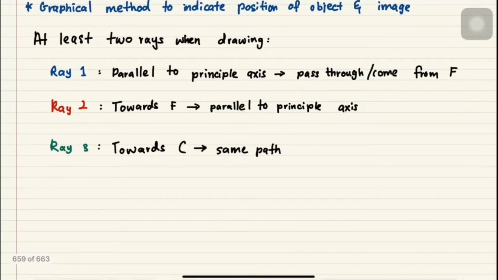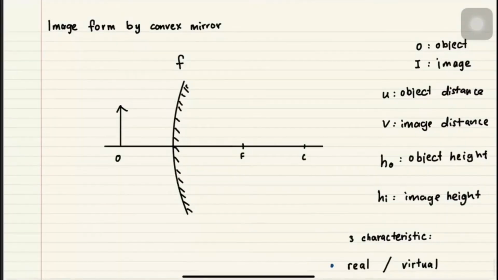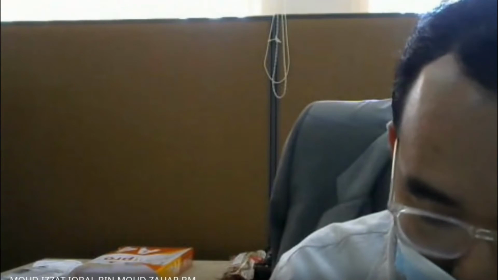So now we're going to draw the image formed by a convex mirror. I'm going to erase everything first. I'm going to show you step by step how to draw.